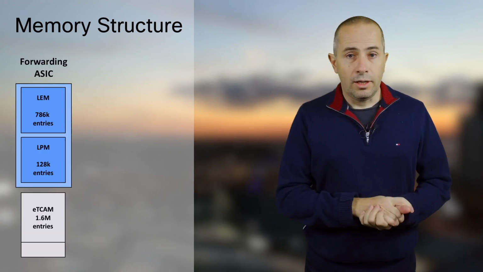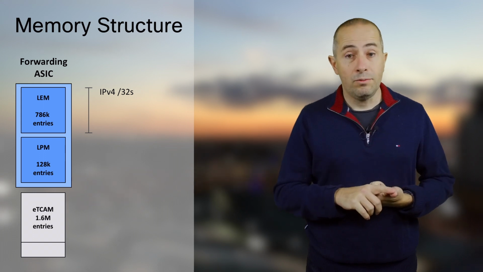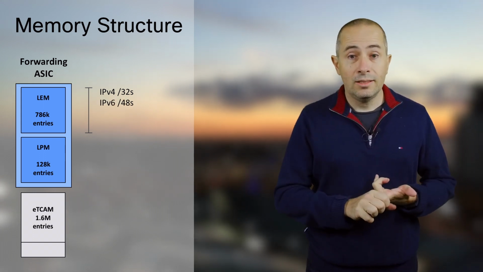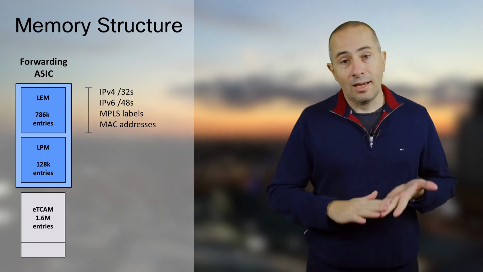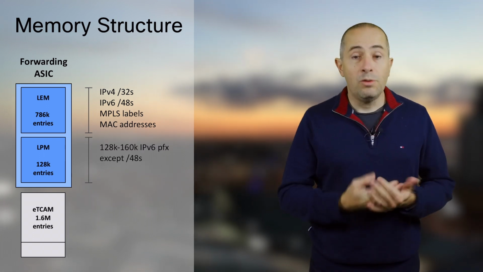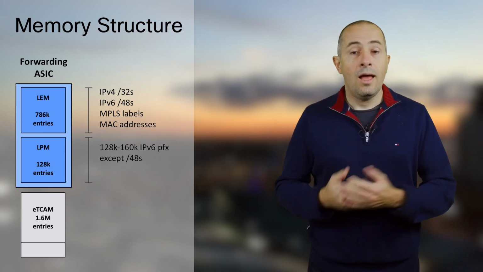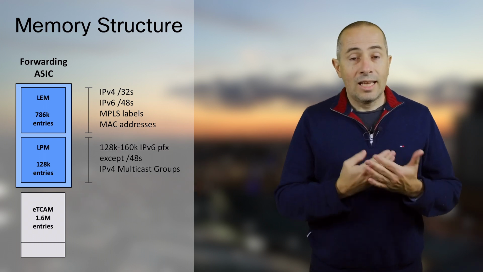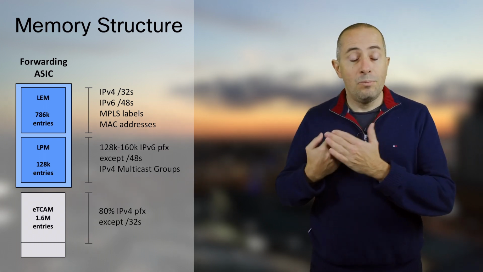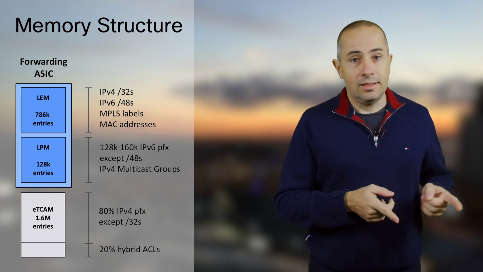To put things differently, in LEM you will find your /32 IPv4 entries and your /48 IPv6 entries. Also, you will find MPLS and MAC address information. In the LPM, you will find your IPv6 routes aside the /48 and the multicast entries. Finally, in the external eTCAM, you will find your IPv4 routes aside the /32 and access list entries.